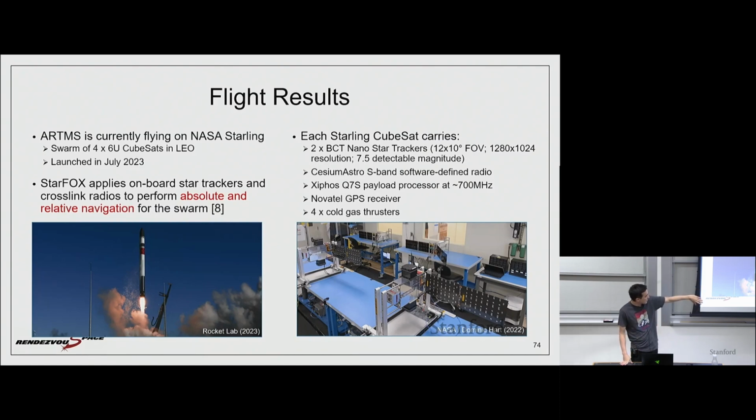Specifically, you can see the Starling satellites in the lab on the right there, where they each carry 2 star trackers, software-defined radios, a Q7S payload processor, which has around a 700 megahertz clock speed, a GPS receiver if we need it, and 4 thrusters as well.